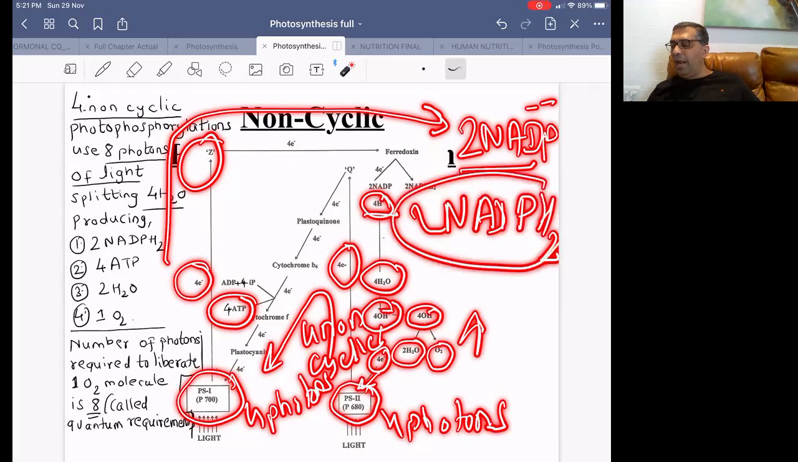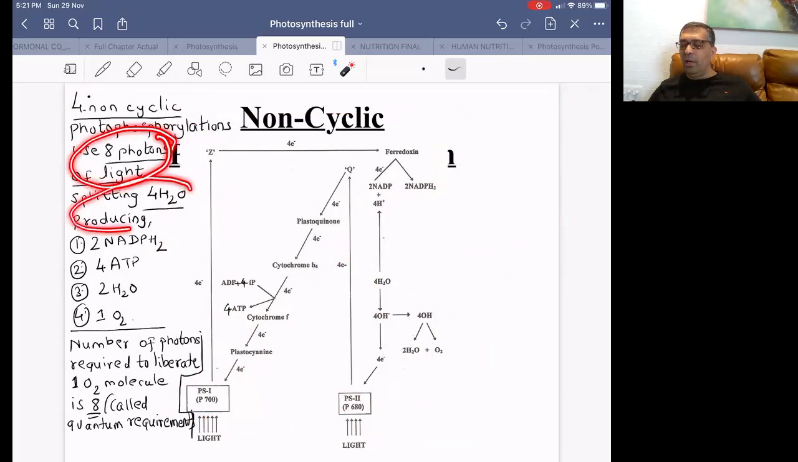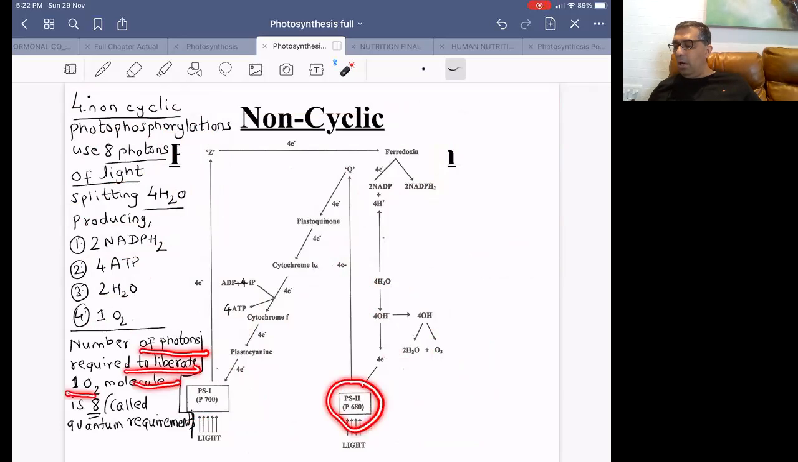So these energy rich NADPH2 are formed, and that means 4 non-cyclic photophosphorylations use 8 photons of light, splitting 4 waters to form 2 NADPH2, 4 ATP, 2 H2O and 1 O2. This is non-cyclic photophosphorylation. What is the number of photons required to liberate one oxygen molecule?